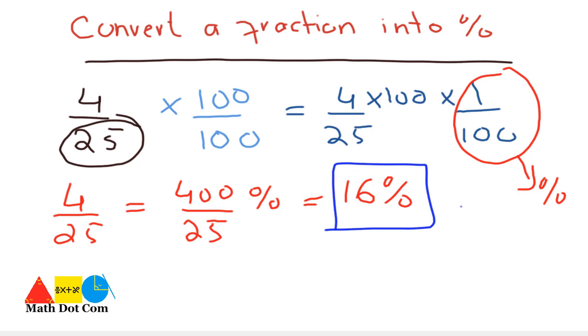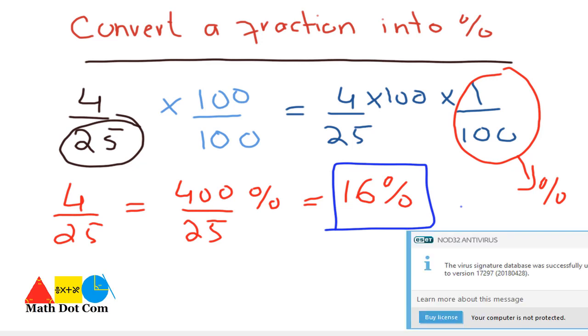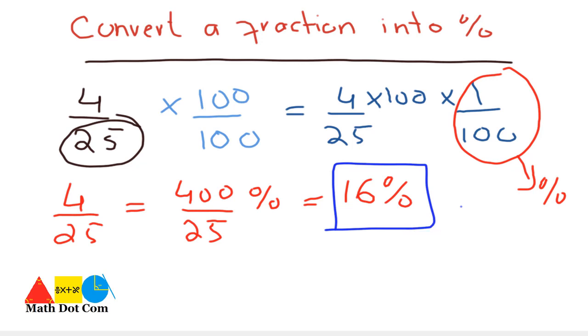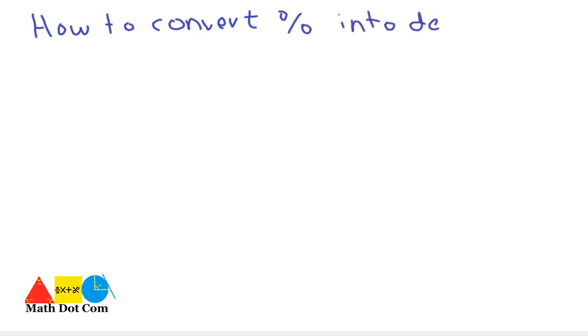This was all about converting a fraction into percentage. This was the process where we multiply and divide the given fraction by 100, and then solve it to get the desired result in the percentage. Now let's see how we can convert a percentage into decimal. How to convert percentage into decimal? It is also so easy. Just need to follow a few steps.